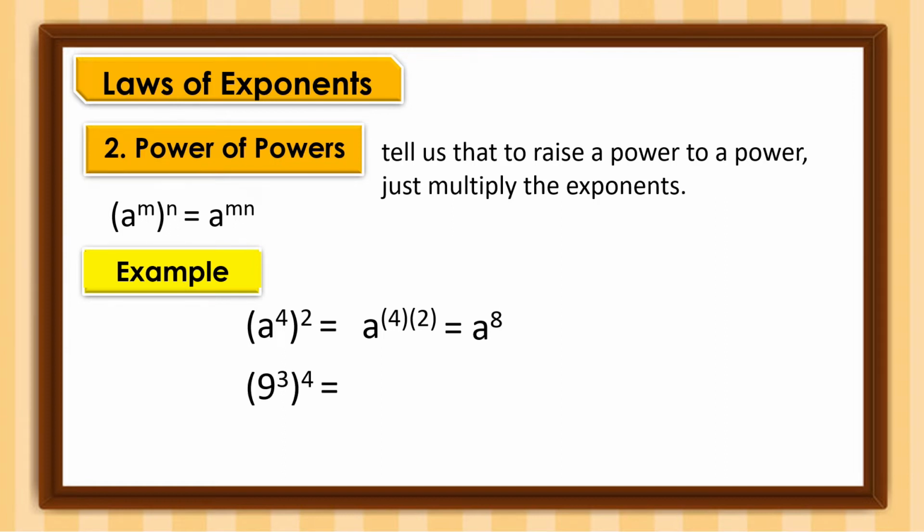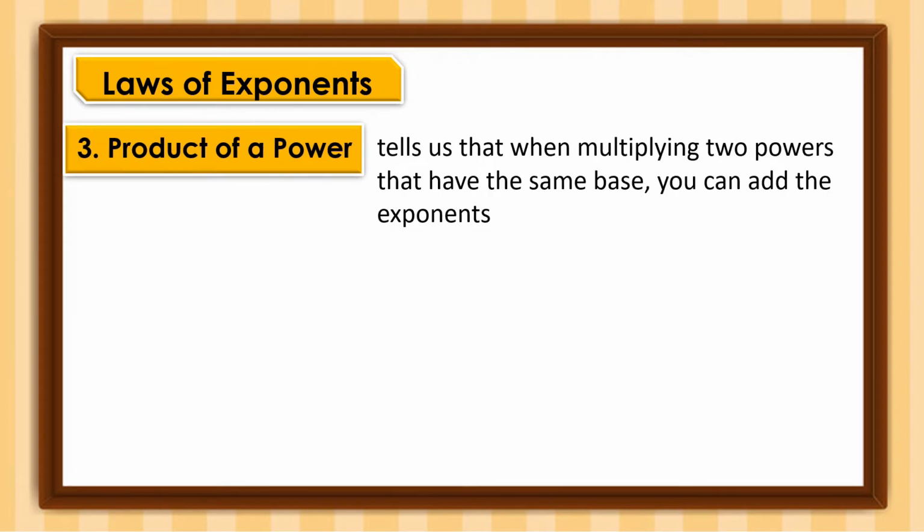And another one is 9 cubed raised to the power of 4. So we will just multiply 3 and 4, or the exponents, and 3 times 4 is equal to 12. Therefore, our final answer is 9 raised to 12. The third law is product of a power.